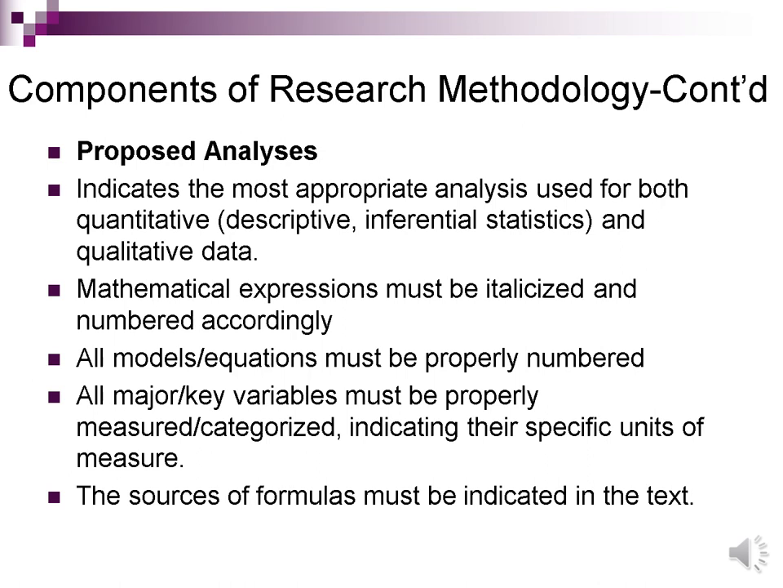Now, the proposed analysis, which we normally give in the research methodology, indicates the most appropriate analysis used for both qualitative and quantitative data. That is, for quantitative, we use descriptive and inferential statistics. And for qualitative data, we may use our own understanding based on the earlier theories and constructs. Mathematical expressions must be italicized and numbered accordingly. All model equations must be properly numbered. All major key variables must be properly measured, categorized, indicating their specific unit of measures. The source of formula must be indicated in the text. If you are using some formula in the proposed analysis, then definitely you will give the reference to that formula.